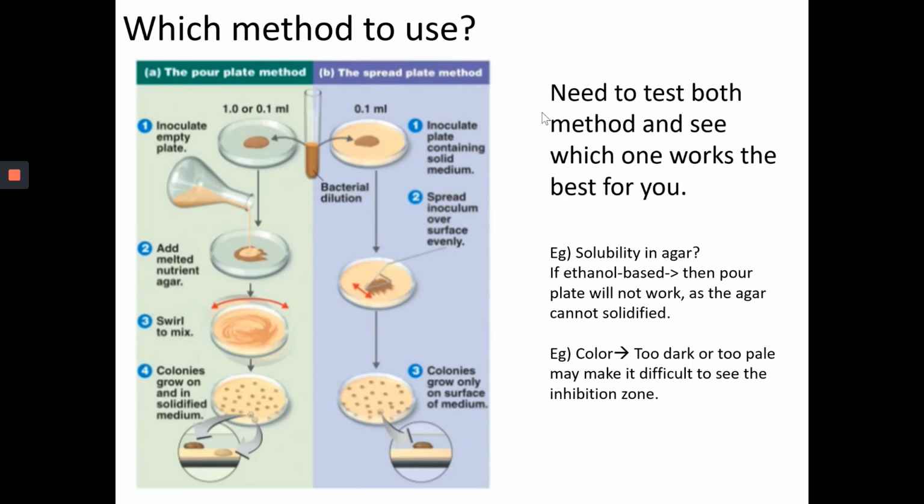Apart from these factors, you also have to think about your methods. Are you going to use 1A with the biofilm method, or 1B, or is there any adjustment to your method, things like that we previously mentioned. Here are a few things to remind you: for example, whether your antimicrobial substance is soluble in agar, or the color of your antimicrobial substance, whether it is too dark or too pale to see the differences.